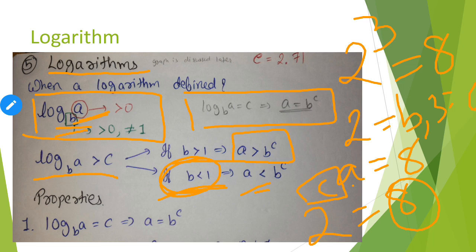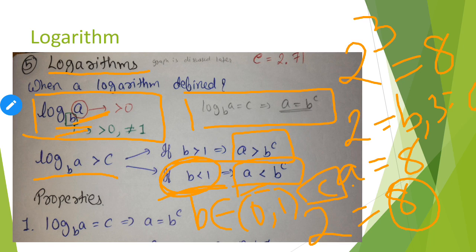How did this come? If b is less than 1, we have seen b is greater than 0. So if b belongs to 0 to 1, in this scenario you will have all the numbers in rational form, for example 0.5, 1 by 2 and so on, so when we solve that, the inequality sign will change. This we can see by example.